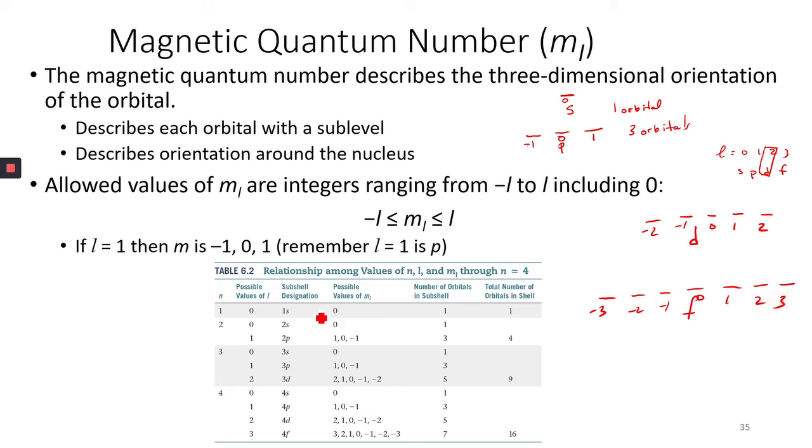And that's what they're showing you here. This is for the S, and they're saying it's 0. Here's for your P. There's 3 of them. I always like to start with a negative and work my way positive. So on and so forth. So remember, if you know your L, your ml is equal to negative L to positive L.